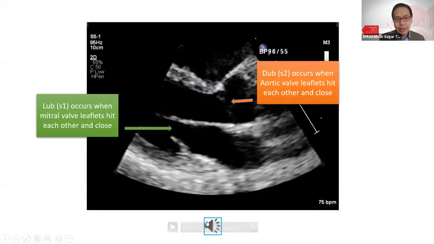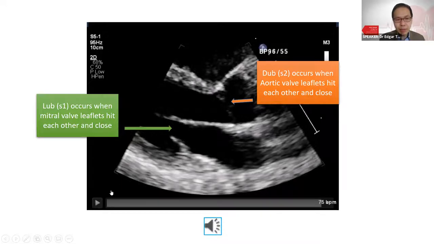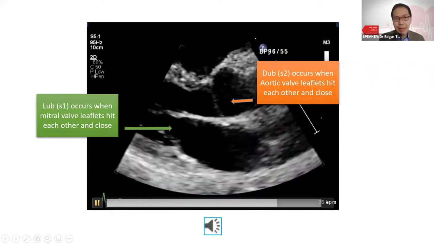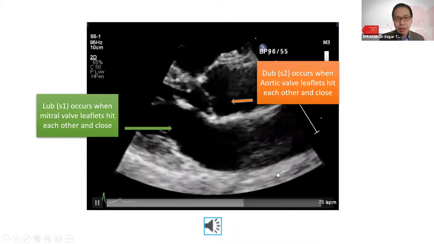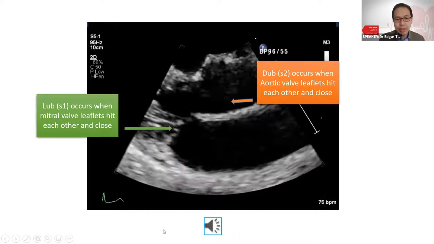So this is what a standard first and second heart sound will sound like. Very simple, but very important, because this is what we need to start off as a baseline. And you can see it's essentially a clapping of the mitral valve and the aortic valve that generates the lup-dup sound. So this is how we can correlate physiology, anatomy, and sound.